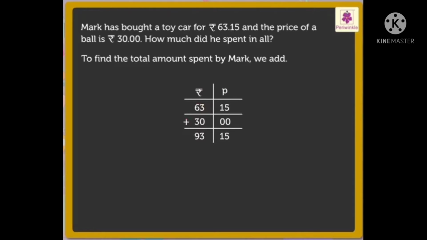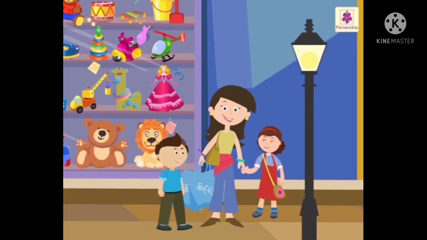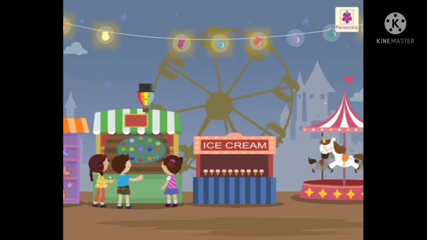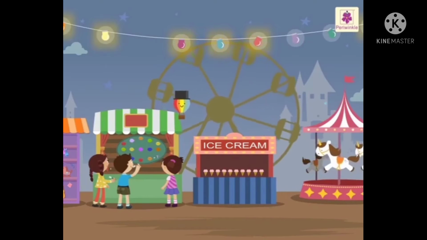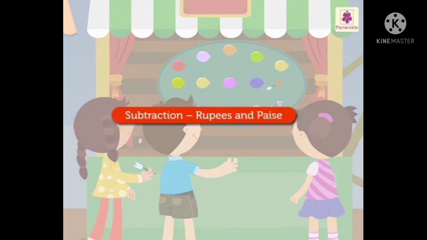So, now we got the answer in rupees and paise. Mark bought a toy car and ball for 93 rupees 15 paise. See, Mia and Mark are so happy after their shopping, and it was fun learning with them too. Look, Victor is enjoying at the fun fair. Today, let's learn subtraction of rupees and paise with Victor.